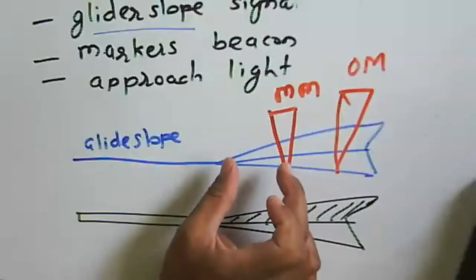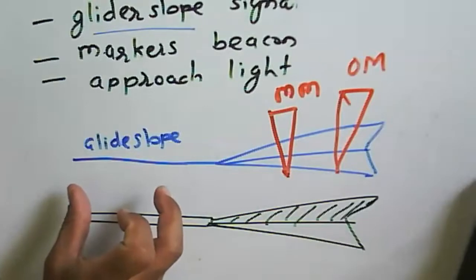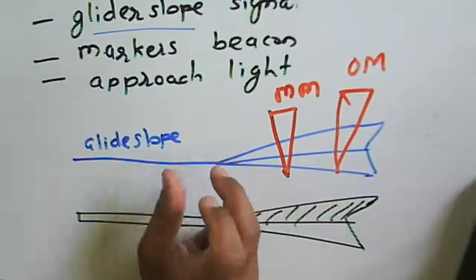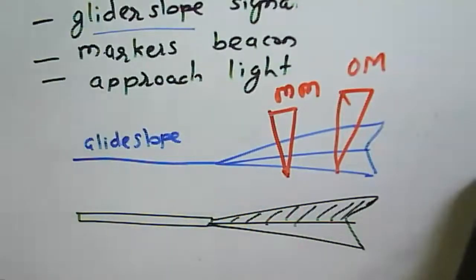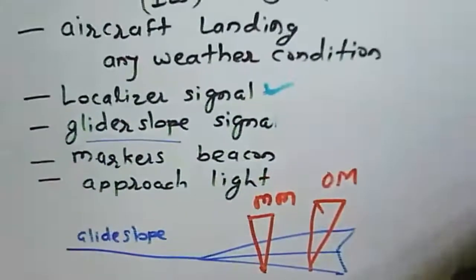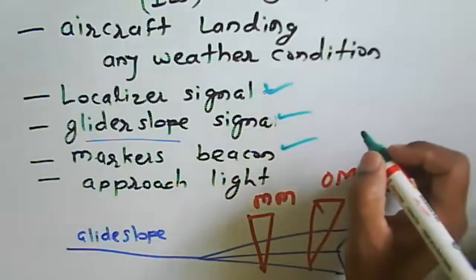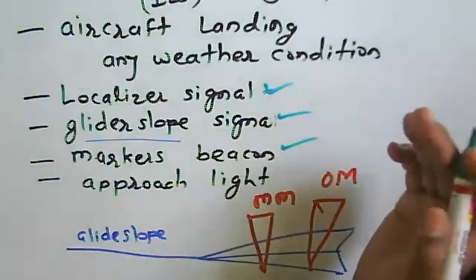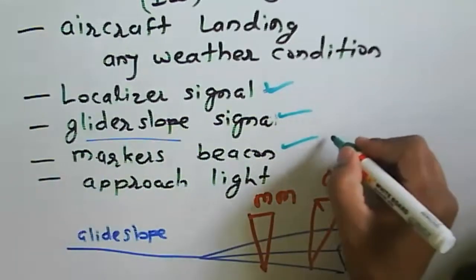That range information will be provided by the outer marker as well as the middle marker, and that information will be useful for landing here. Again, we have these three signals. One is the localizer signal, which will provide the horizontal information. Then the markers will provide the information regarding the length and so on. And that is about a 50 feet or 8 feet distance.